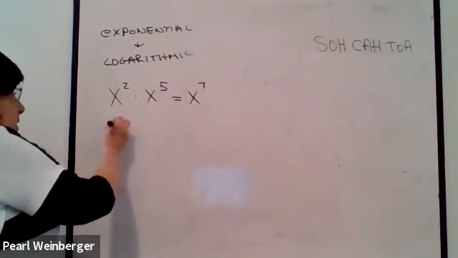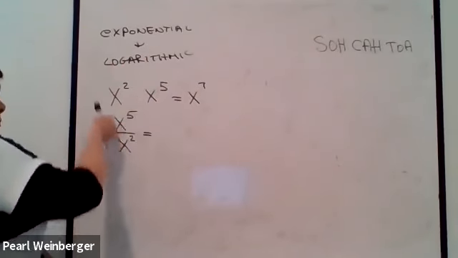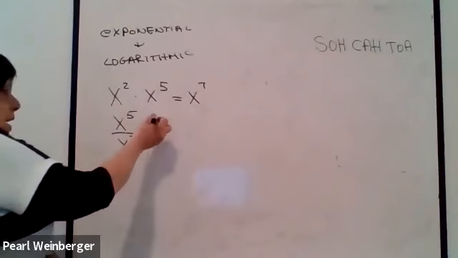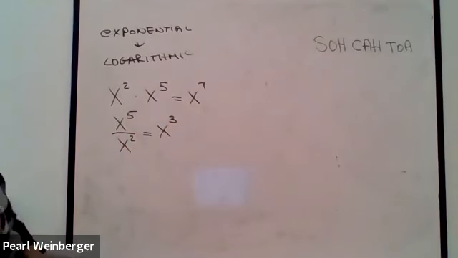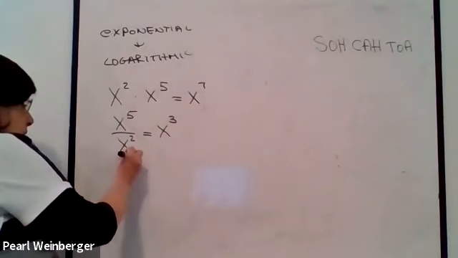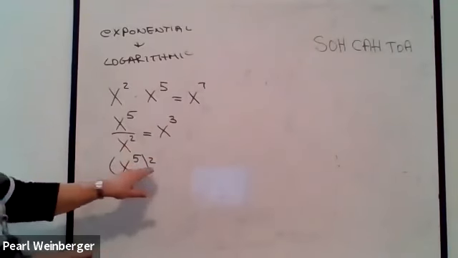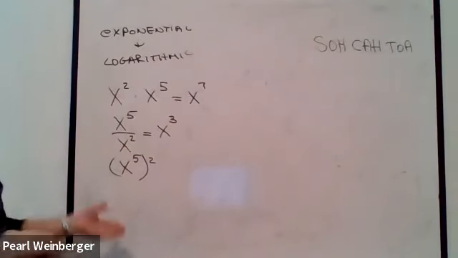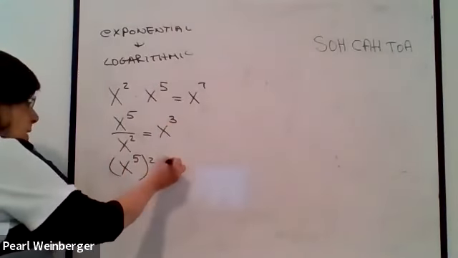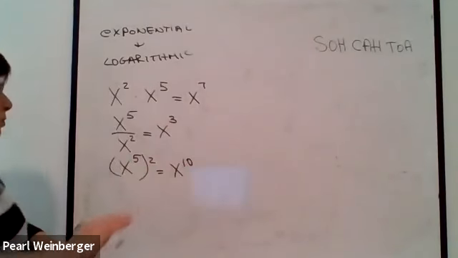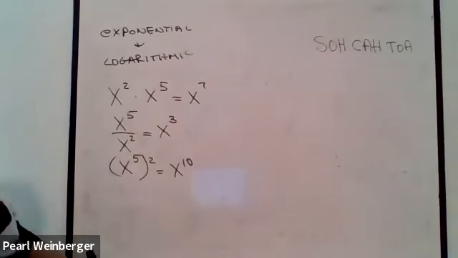When you divide, let's say you have x to the 5th divided by x squared. If you're dividing two numbers with the same base, then you subtract their exponents, and this gives you x to the 3rd. If you have a number that has an exponent, and then you raise it to a second exponent, in other words, something like x to the 5th, squared, you multiply the two exponents and you get x to the 10th.